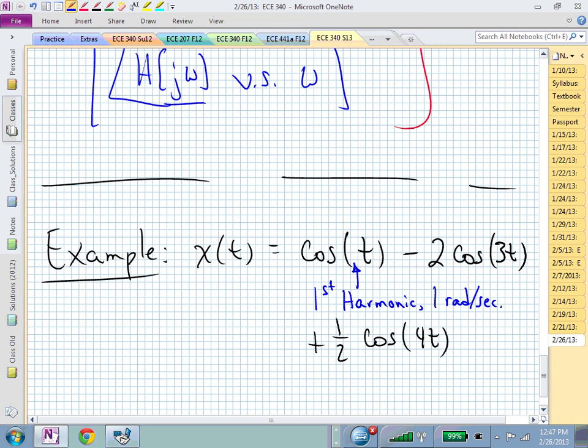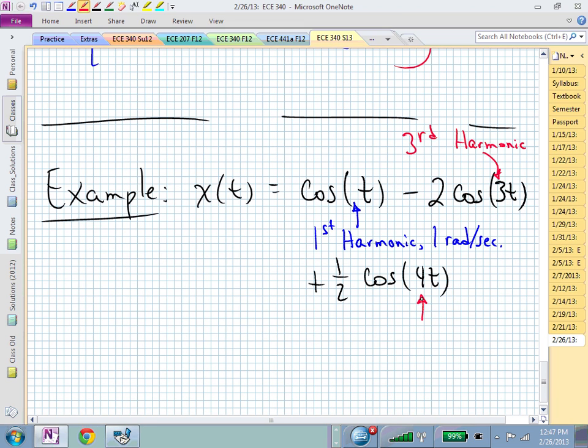If this is the first harmonic, what's the next term? It's the second term, so what is it? It's 3 times the first, isn't it? So that's actually our third harmonic. The second harmonic has an amplitude of 0, and the fourth harmonic has an amplitude of 1/2.